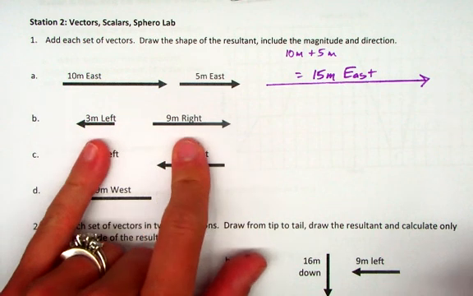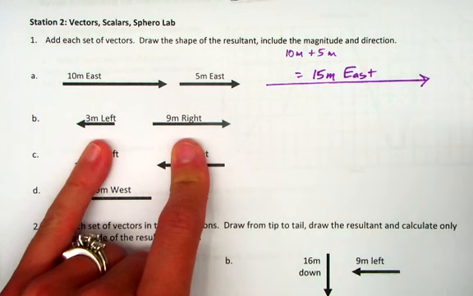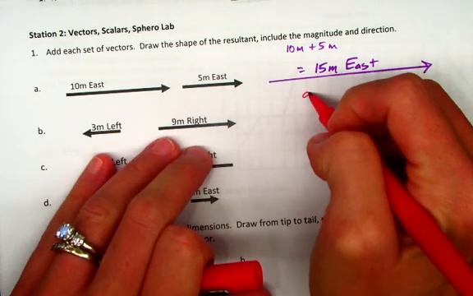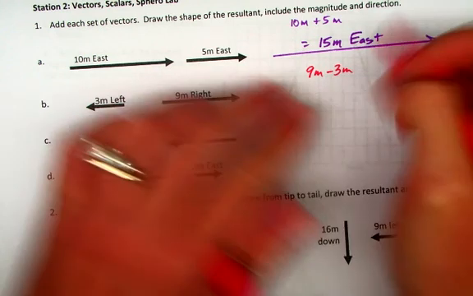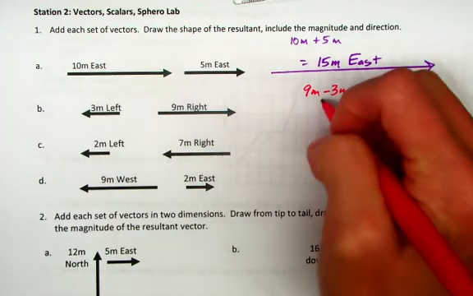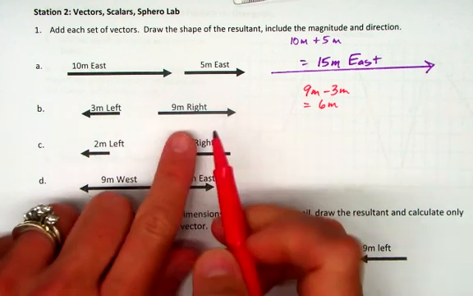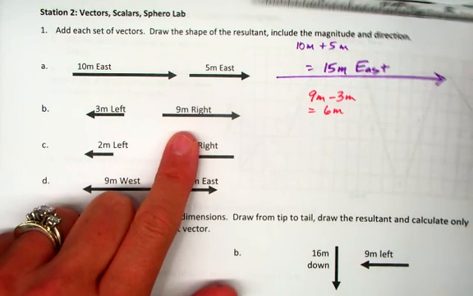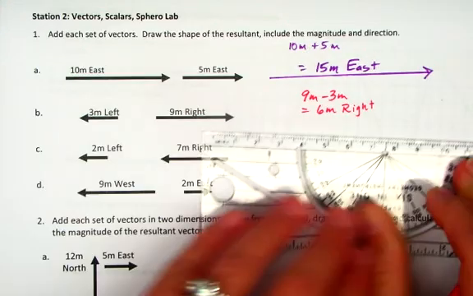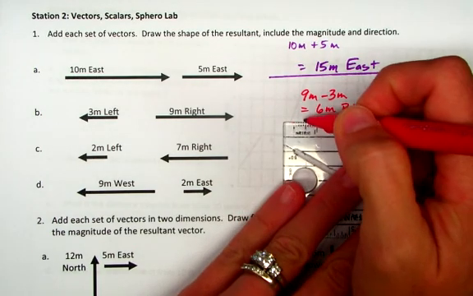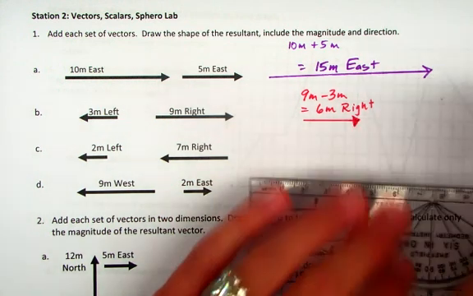Okay, now here I have 9 meters right and 3 meters left. So for this one we'll go 9 meters minus 3 meters. I'm finding the difference because for this case they're different directions. So I have 6 meters, but notice the 9 meters is the longer one. So I'm going 6 meters to the right. So then I would draw that one. It's going to look something like this. So 6 meters to the right.